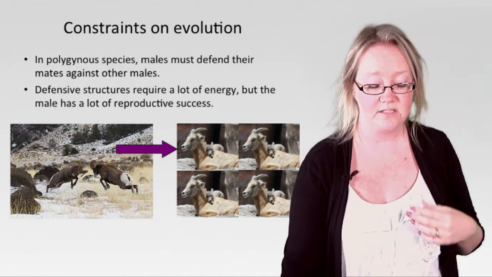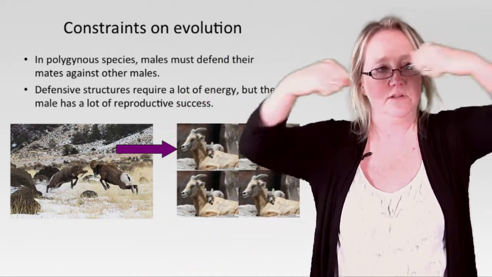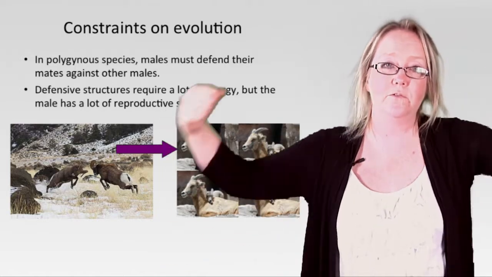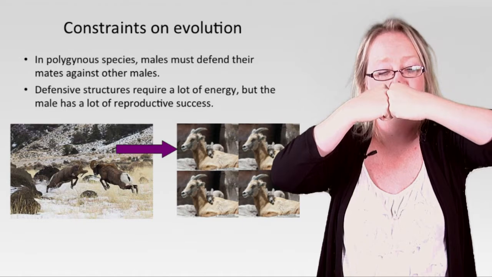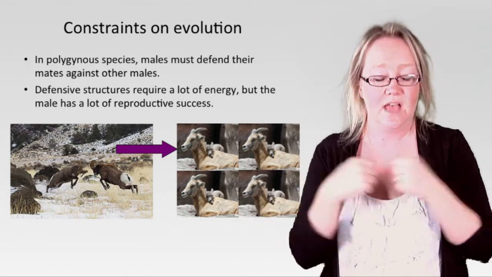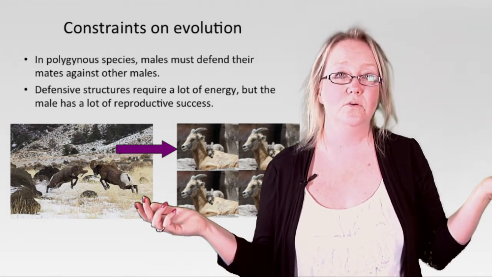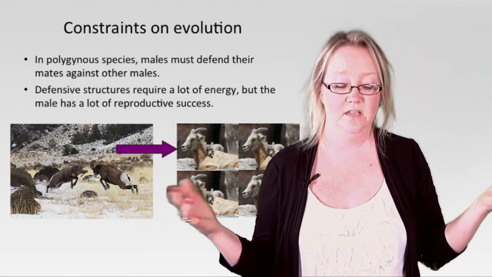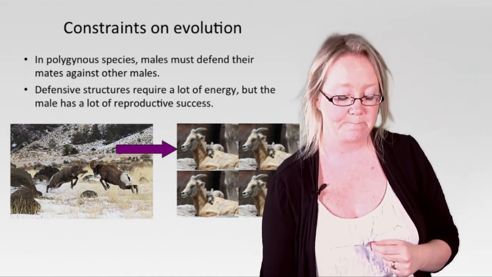So here you can see some bighorn sheep slamming into each other. I would think I would get a concussion. They do it over and over again. And you can see, like in some of the videos that you watch, that they're kind of, whoa, a little bit shaky after they smack into each other. But generally, the male who succeeds the best gets to mate with all these females and produce lots and lots of offspring.